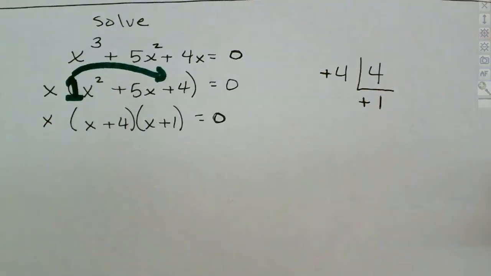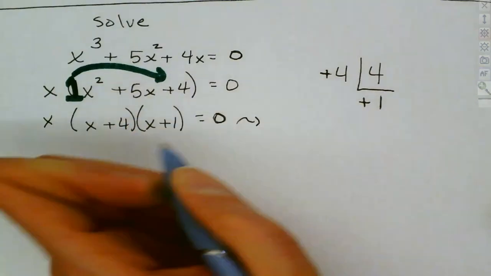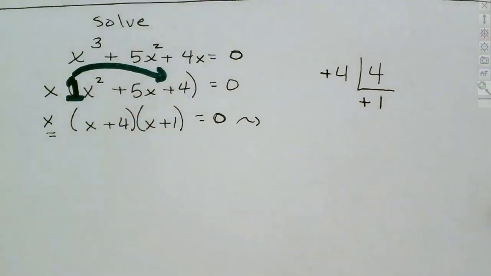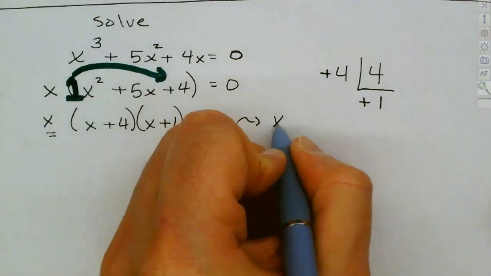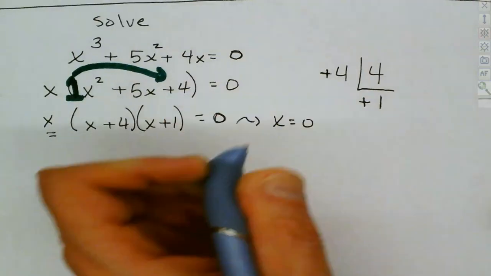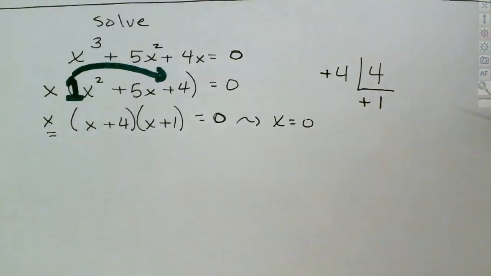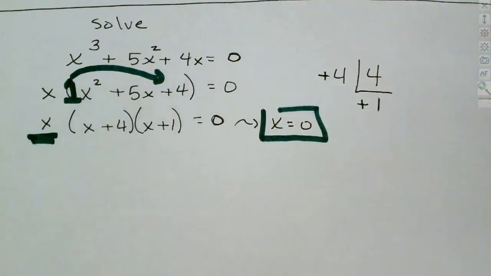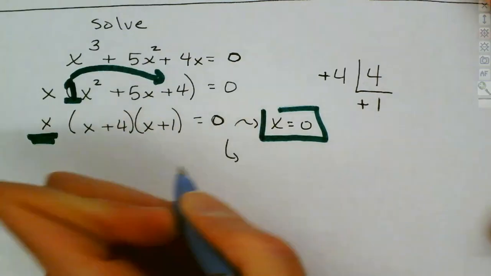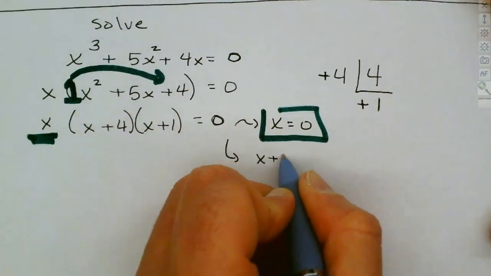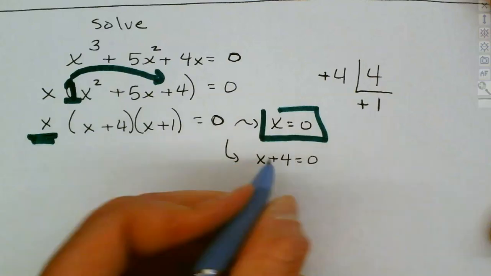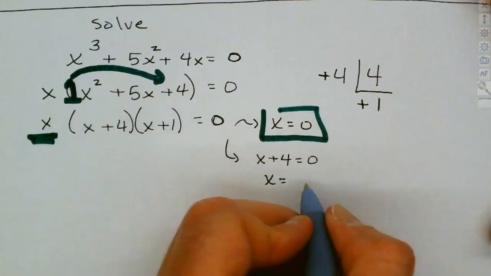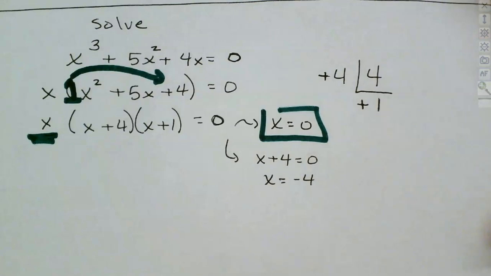What are my 3 answers going to be? Let's find them. The first number, we factored an x out. So my first answer is going to be x equals 0. There's one of them. Okay, why is it x equals 0? Because of that. What about the next one? What's the next one going to be? Watch your signs. It's x plus 4 equals 0. So that means my second solution is x equals a what? Negative 4.